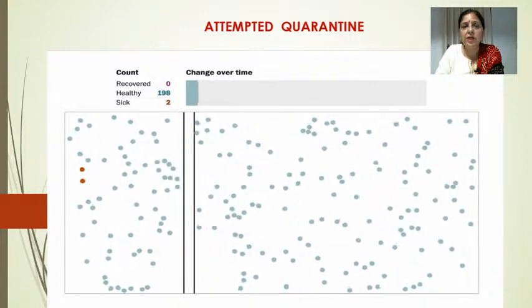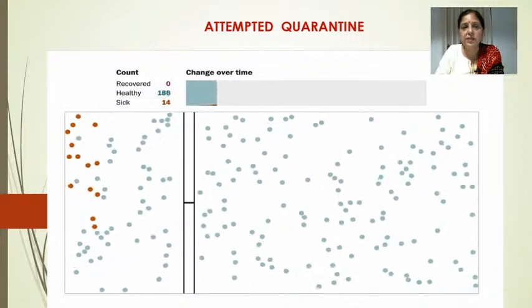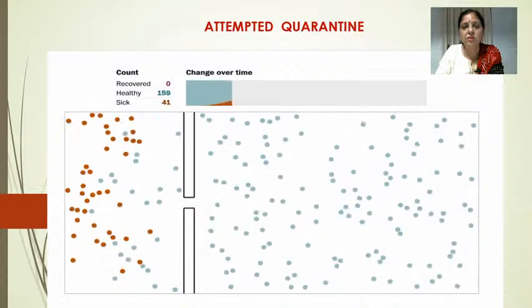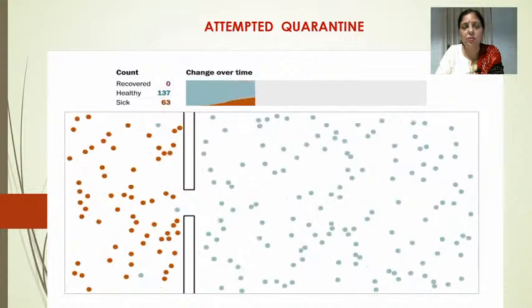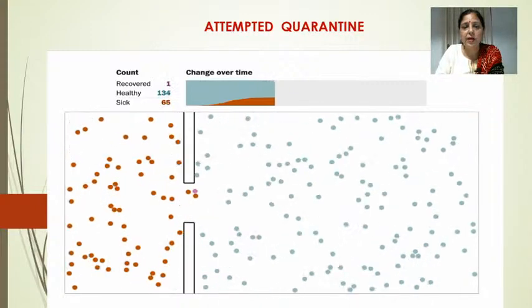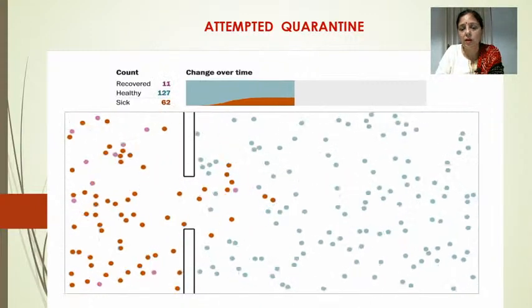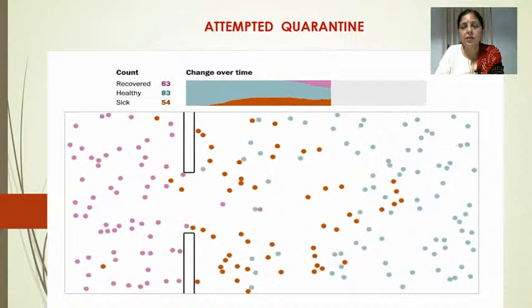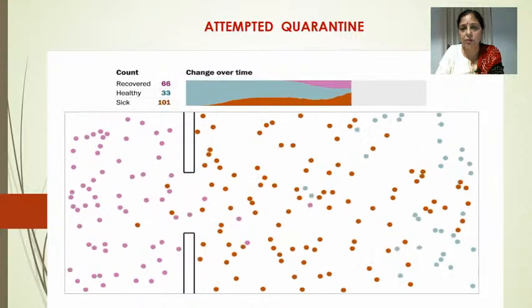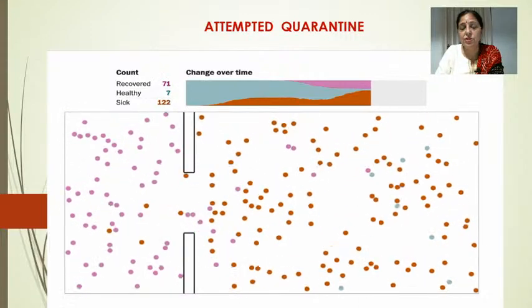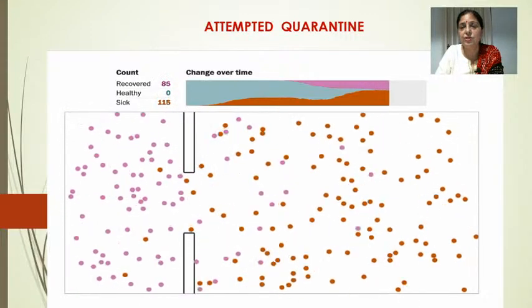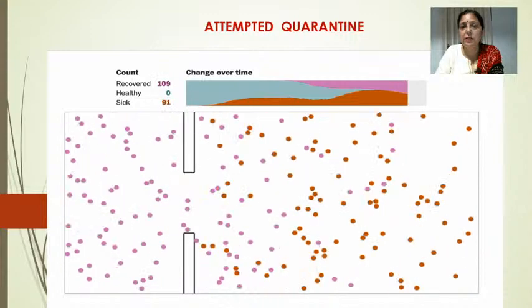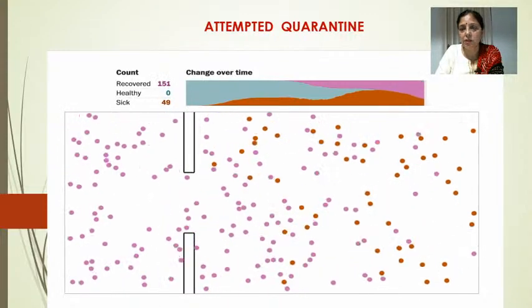Then if we take attempted quarantine, the middle line represents that we have given a quarantine, but once you open the quarantine, you can see that these bouncing balls, the simulations, will spread the infection to the people who did not have any infection. The change over time says that the infection is at a lower level, but there could be a second peak also, and finally the peak settles down, the infections settle down, but the number of sick people is more.